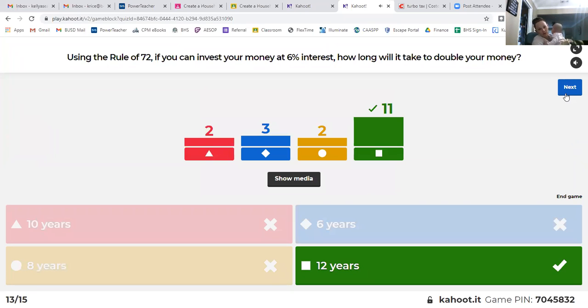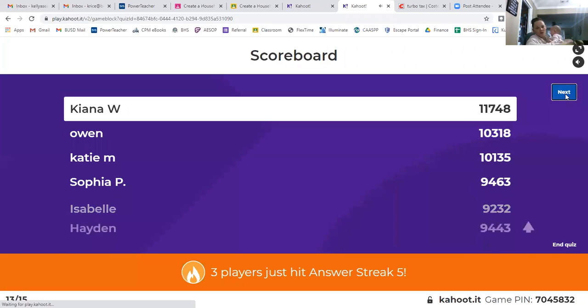So 12 years. Rule of 72, you take 72 and you divide it by the interest rate. That'll tell you how long to double your money. 72 divided by 6 is 12.